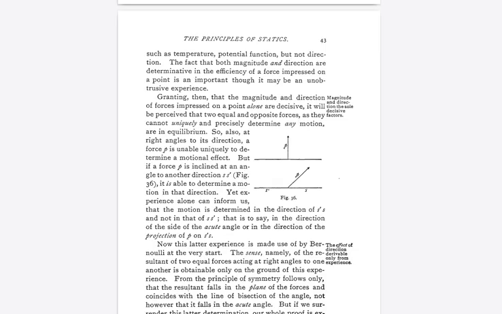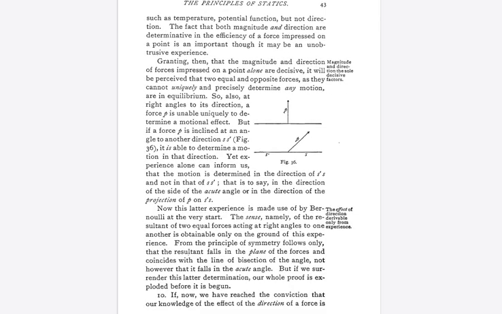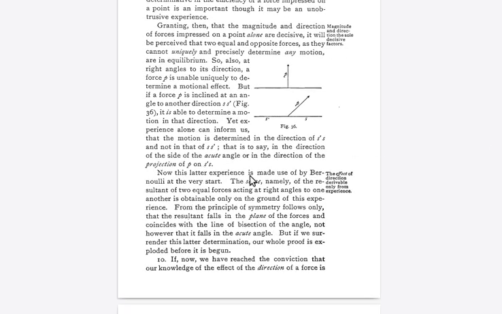Now, this latter experience is made use of by Bernoulli at the very start. The sense, namely, of the direction resultant of two equal forces acting at right angles to one another, is obtainable only on the ground of this experience. From the principle of symmetry follows only that the resultant falls in the plane of the forces and coincides with the line of bisection of the angle, not, however, that it falls in the acute angle. But if we surrender this latter determination, our whole proof is exploded before it has begun.